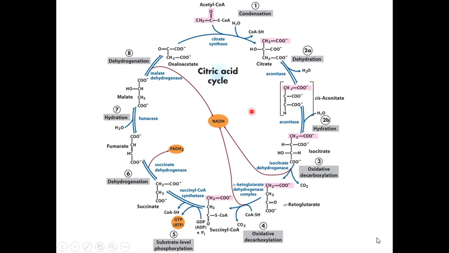The citric acid cycle is where acetyl-CoA gets oxidized to 2 carbon dioxide molecules, and it yields 3 NADH molecules along with FADH2 and a GTP molecule.